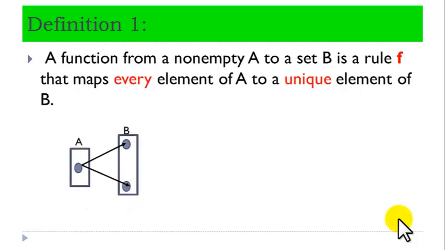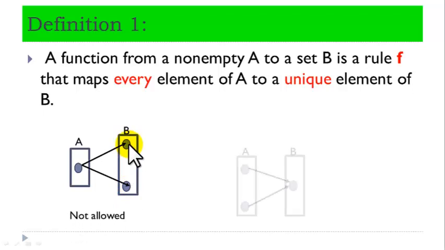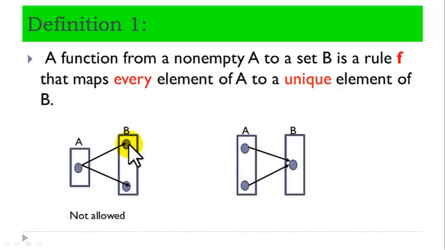Let us look at this diagram. Here, one element in A is mapped to two different elements in B. This is not allowed in a function. Now, let us look at this other one. Here, two elements in A are mapped to a single element in B. This one is allowed.